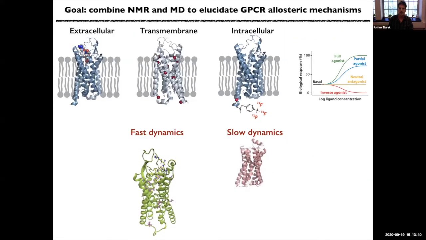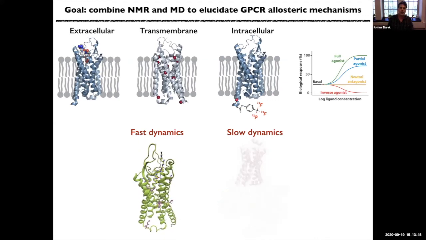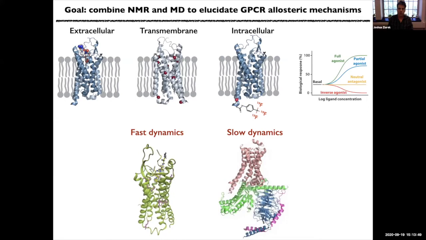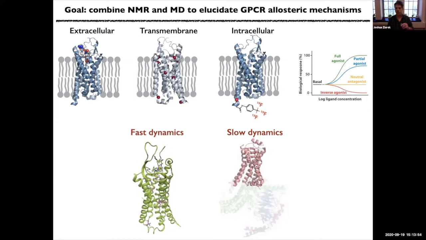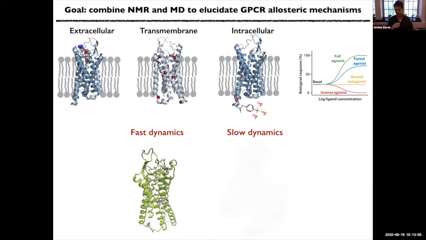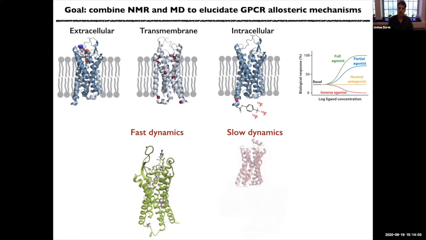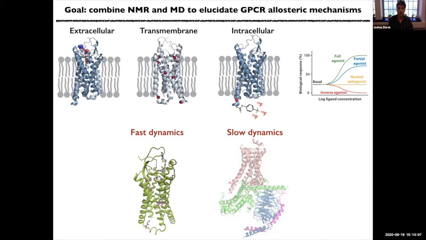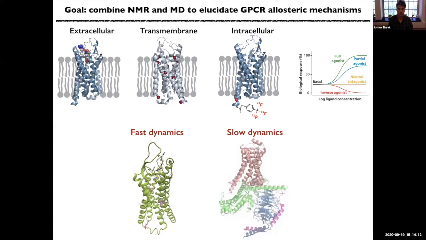And so just to conclude, our goal is to combine NMR and MD in order to look at and elucidate the allosteric mechanisms of GPCR signaling. And we're hitting it from all sides: extracellular, transmembrane region, the intracellular half. But we obviously have a long way to go, and hopefully we'll be able to meet in person at a future conference, have a beer around a poster, and hopefully we'll have some interpretable data to share.